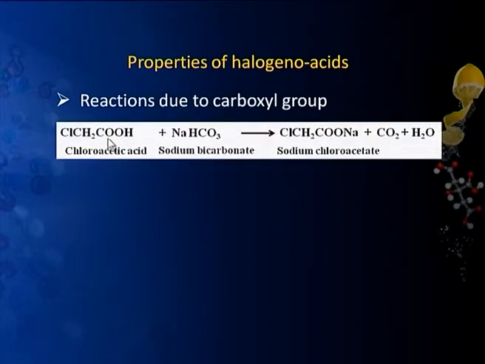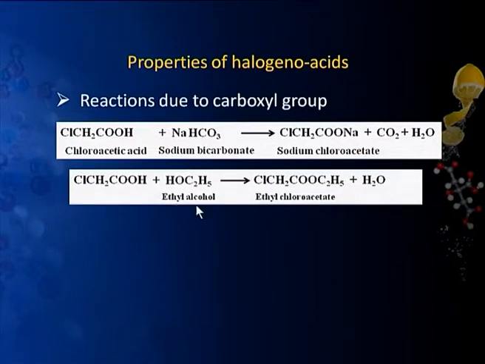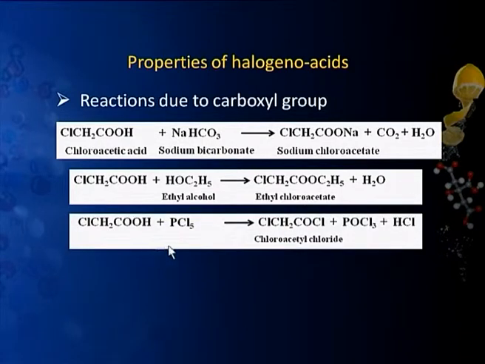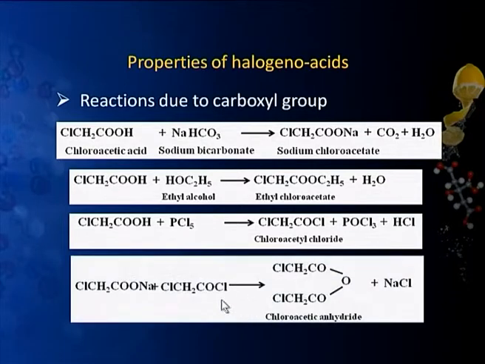Carboxyl is an acidic group, such as in chloroacetic acid. It shows its acidic nature on treatment with sodium bicarbonate, giving the sodium salt. On treatment with ethyl alcohol it gets converted into the corresponding ester. On treatment with phosphorus pentachloride it gets converted into the corresponding acid chloride, and the sodium salt of the acid and the acid chloride react to give the corresponding anhydride. So, these are the basic reactions which are given by any other carboxylic acid also.